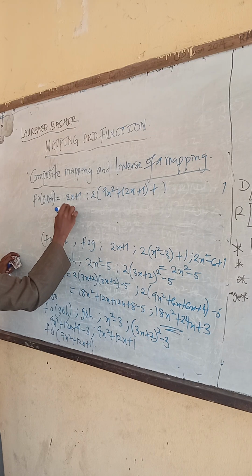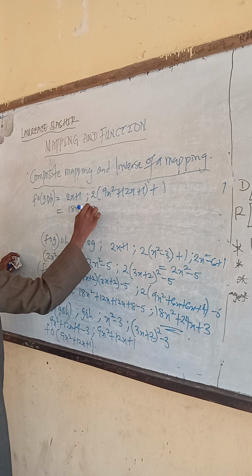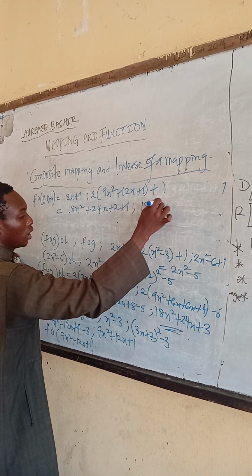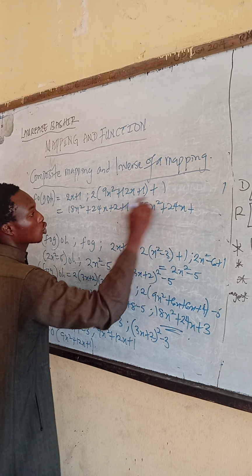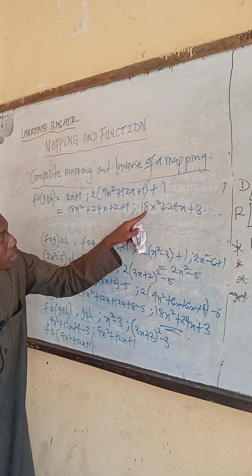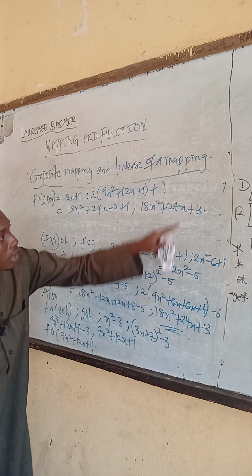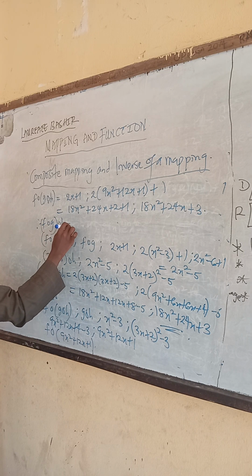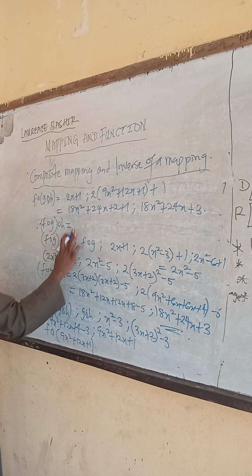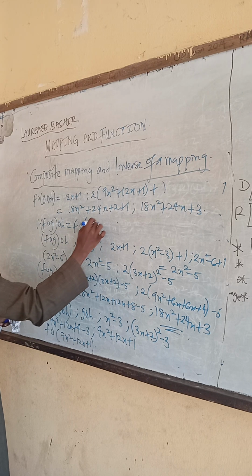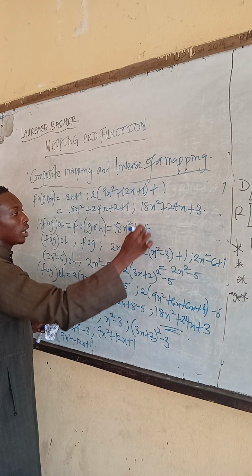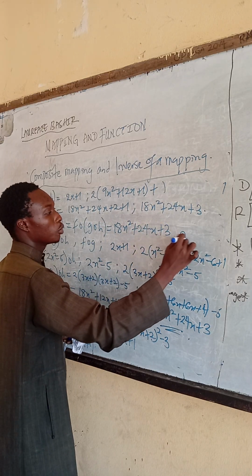So finally, you are going to have 18x square, 2 times 12, 24x plus 2 plus 1. Then you are going to have 18x square plus 24x plus 2 plus 1 is 3. 18x square plus 24x plus 3. So therefore, f composite g composite h is equal to f composite g composite h, which everything is equal to 18x squared plus 24x plus 3. Proved.